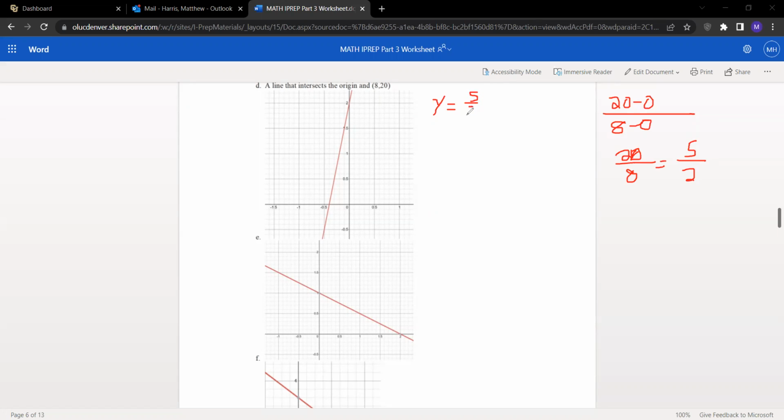5 over 2x. And then for our y-intercept, this is where the graph is really nice. We can just look. Where does it go over the y-axis? Right there. So plus 2. So that's all it takes. That is our equation for this line right here. Cool. So let's move on to part E.